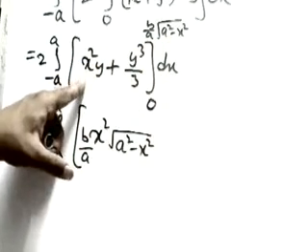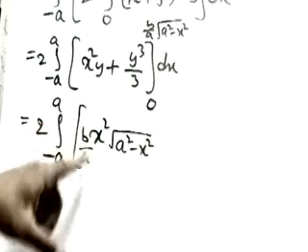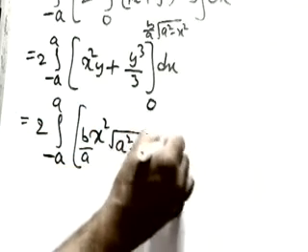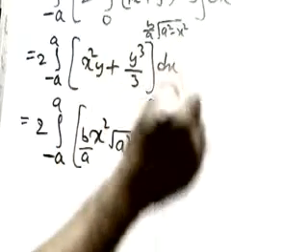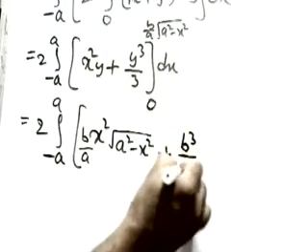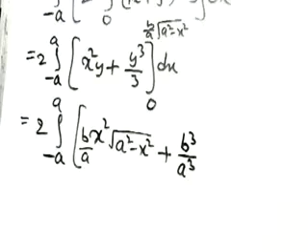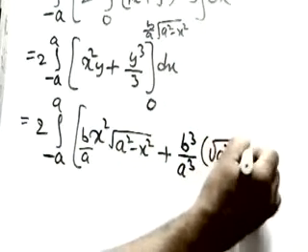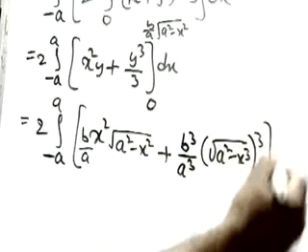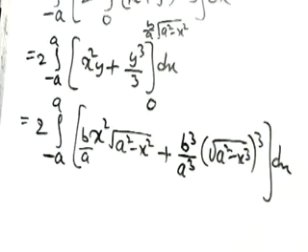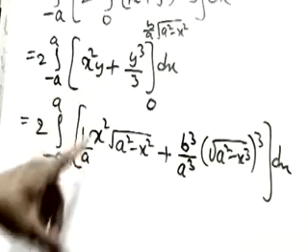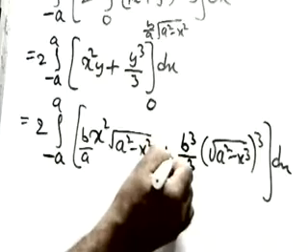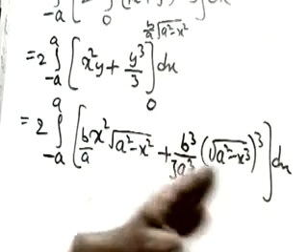See here, once more I will explain this one. If you substitute this value in place of y, this will be b by a x square into under root of a square minus x square, plus y cube. We have to substitute this value here. So this will become b cube by a cube, whole cube under root of a square minus x square whole cube into dx.